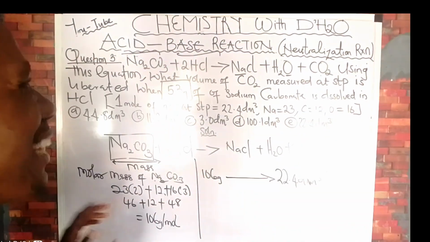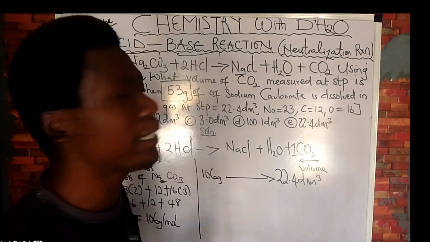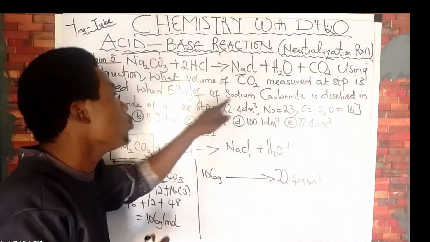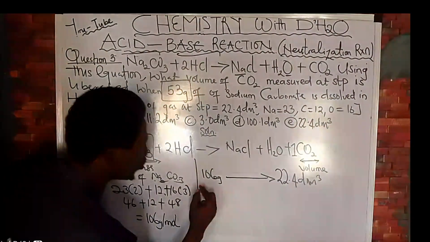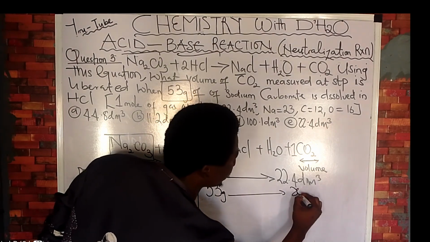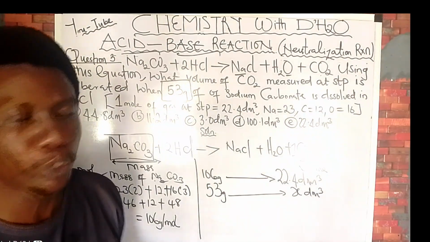Now, the question has said that we should determine the volume of carbon dioxide at STP that will be produced from 53 grams of the what? Sodium bicarbonate. So you have 53 grams here will give us X volume in what? In dm cube. So what do you think we should do? We'll simply just cross multiply.